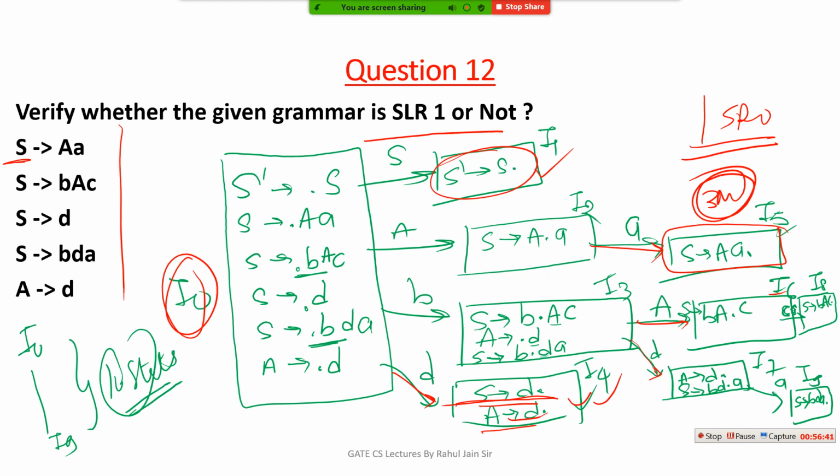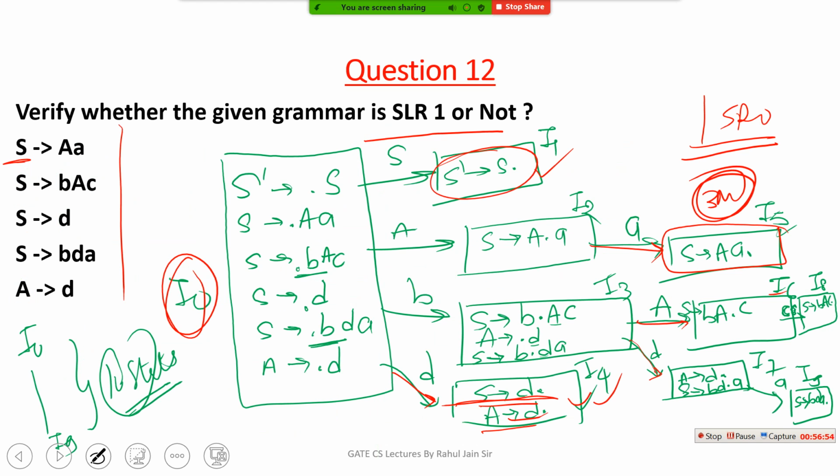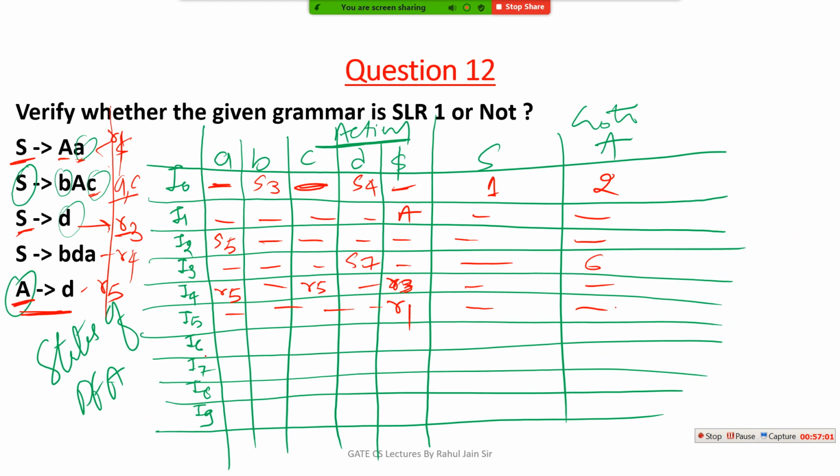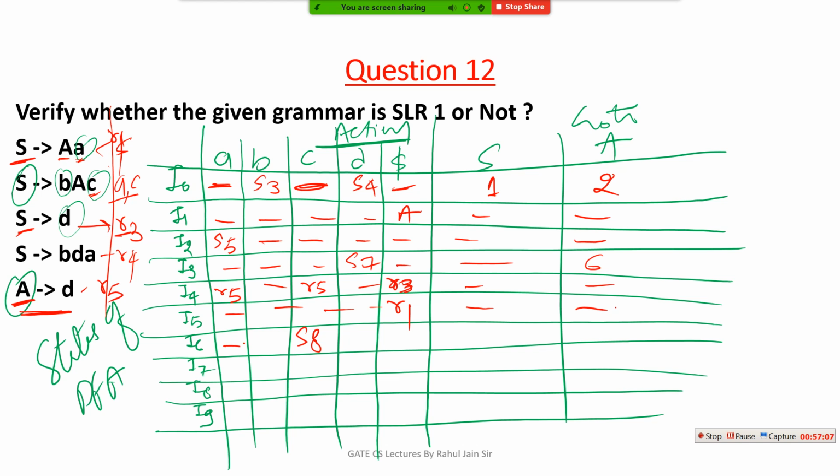I5 is reducing the production S derives A, which is R1. R1 will reduce on follow of S, that is dollar. So I5 reduces R1 on dollar, and the others I will leave blank. Now I6. I6 is shifting on small c to I8, so S8 would be there. Is there any more transition? No, so the others I will leave blank.